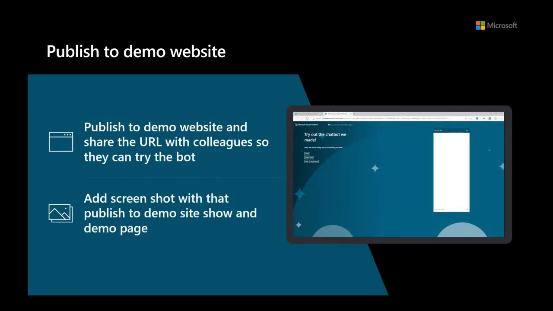When you're done with your bot, you can publish to a demo website, and you can share with your colleagues so that they can try out the bot and you can see what it looks like. When you are fully completed with it, you can embed it within your website. You can embed it within multiple services so that it can be used. But it's great that you have this demo website you can use as well.